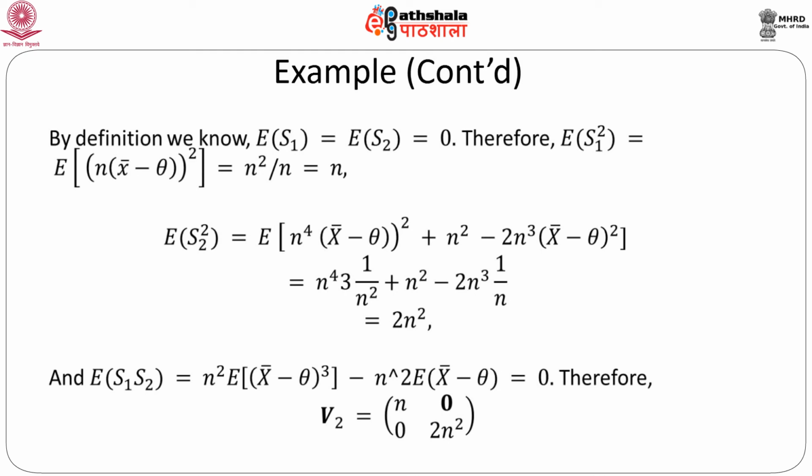Thus we get expectation of S1 square is equal to n, and expectation S2 square is equal to expectation of n to the power 4 into x bar minus theta whole to the power 4 plus n square minus 2n cube into x bar minus theta whole square, which is equal to n to the power 4 into 3 into 1 by n square plus n square minus 2n cube into 1 by n, which is equal to 2n square. Now, expectation S1 into S2 is equal to n square into expectation of x bar minus theta whole cube minus n square expectation of x bar minus theta, which is equal to 0, because the distribution of x bar is symmetric about theta. Therefore, we get V2 is a 2 cross 2 matrix whose elements are n, 0, 0 and 2n square.